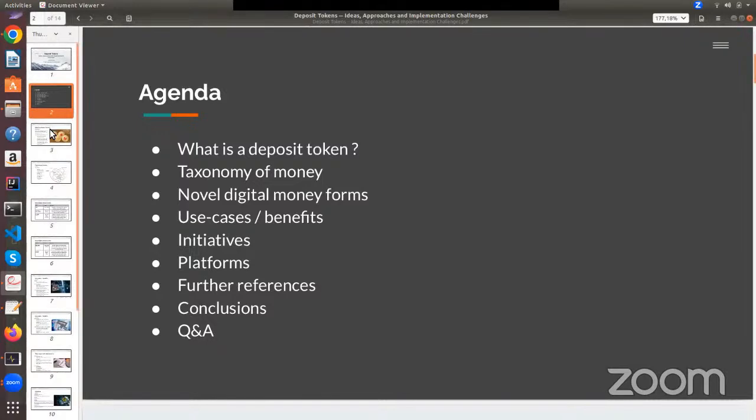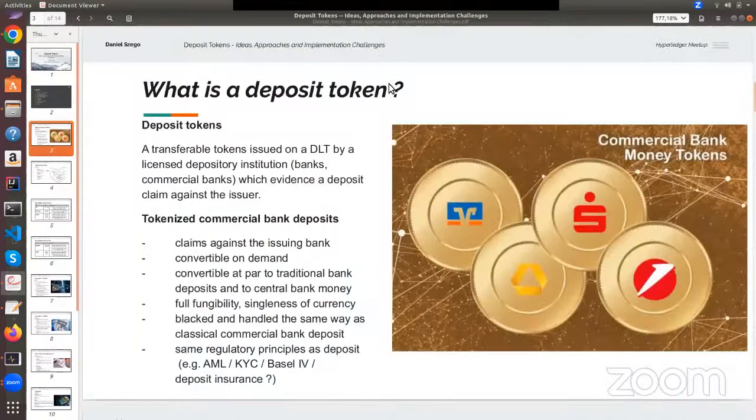So let me continue. What is a deposit token? A deposit token is a transferable token issued on a DLT. It doesn't necessarily have to be a distributed ledger, but usually we associate it with a DLT or a blockchain. This token is issued by a licensed depository institution, practically banks or commercial banks, which has a deposit as evidence behind the issued token.